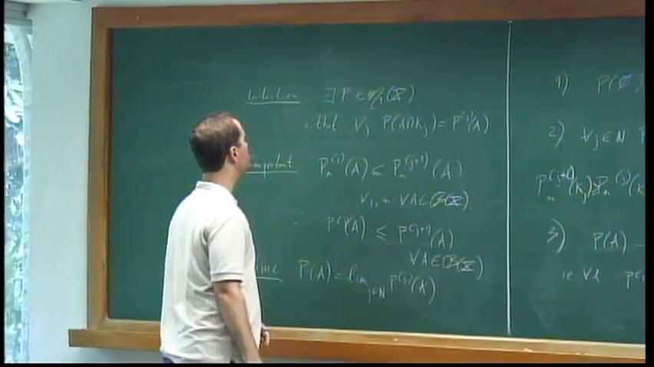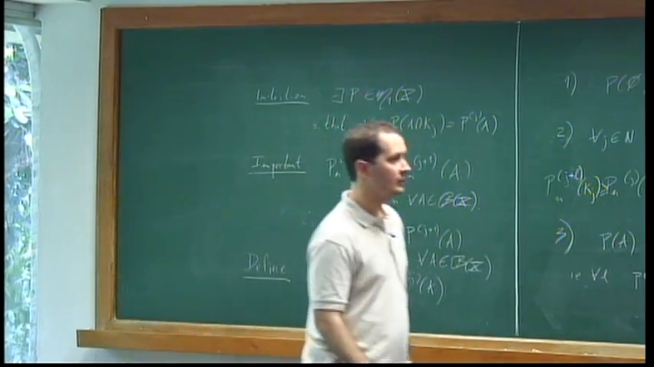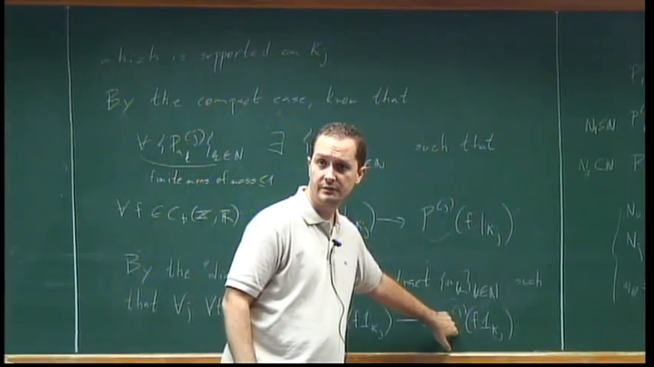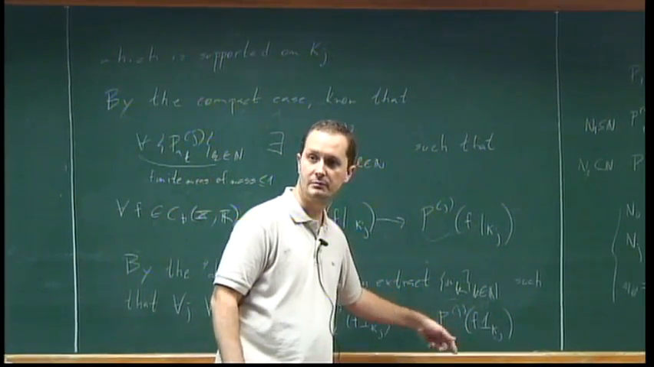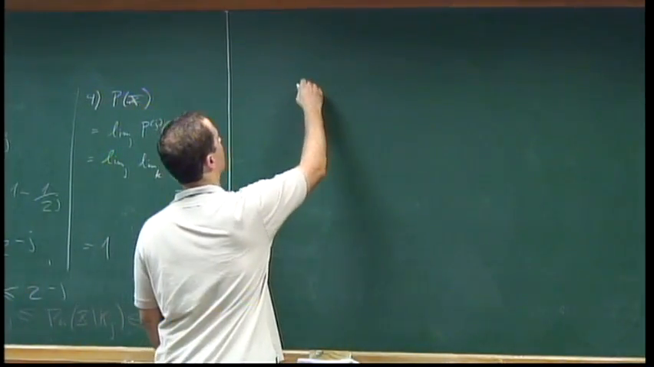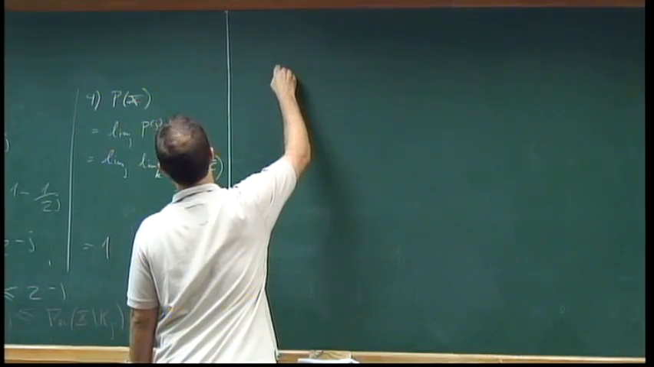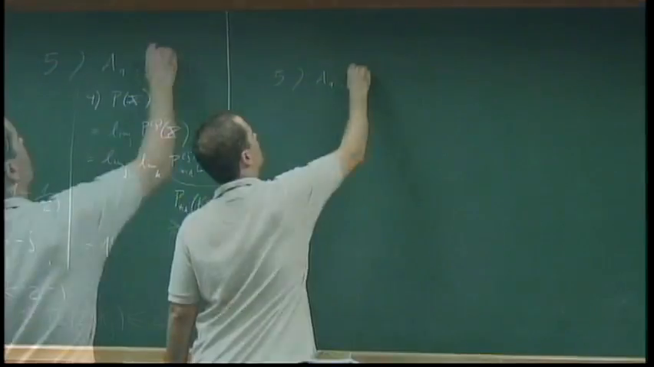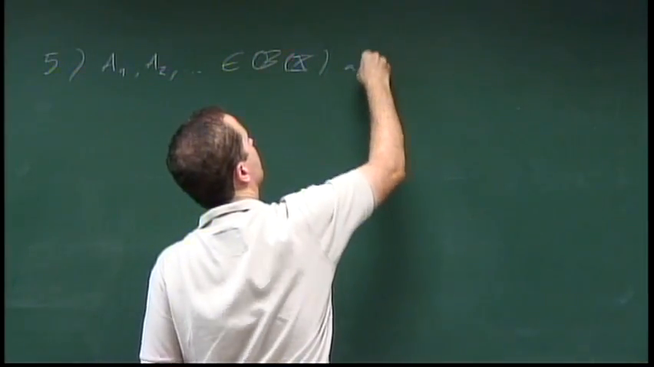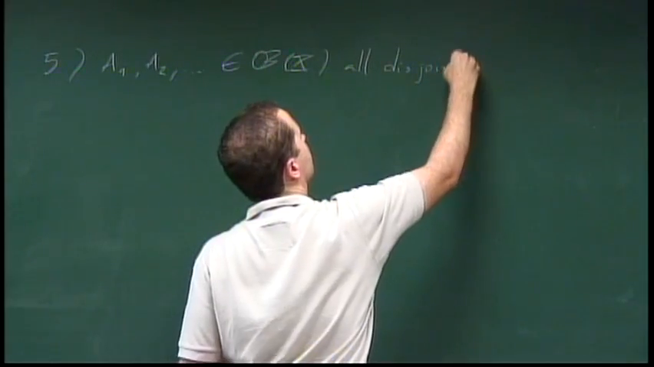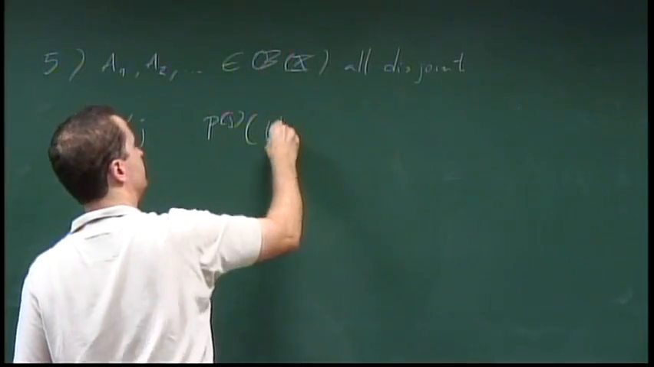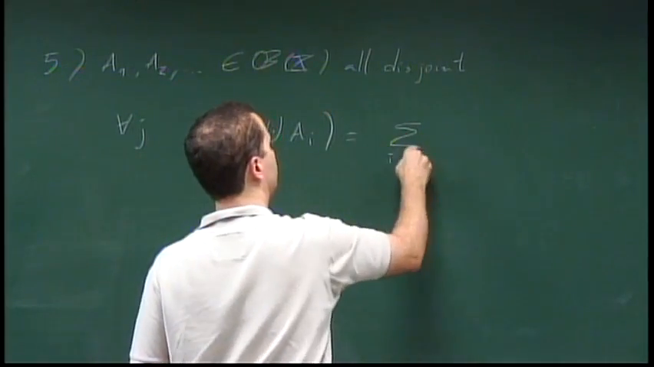So now we remember that each Pj is a measure. It's not necessarily a probability measure, it might have mass less than 1, but each Pj is a countably additive measure. So we're going to use that. So now, okay, 5. Take A1, A2, and so on, belonging to the Borel sigma field, all disjoint. So we know that for all j, Pj of the union is equal to the sum.